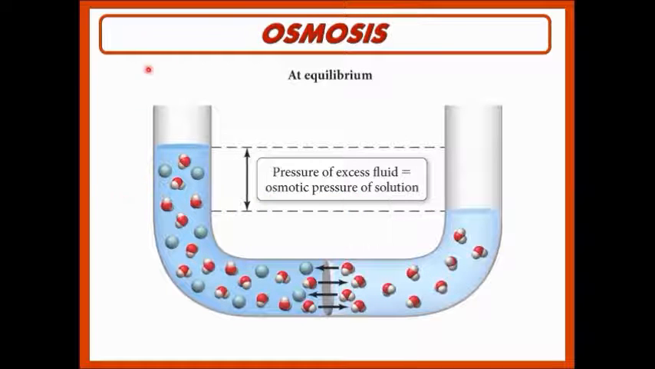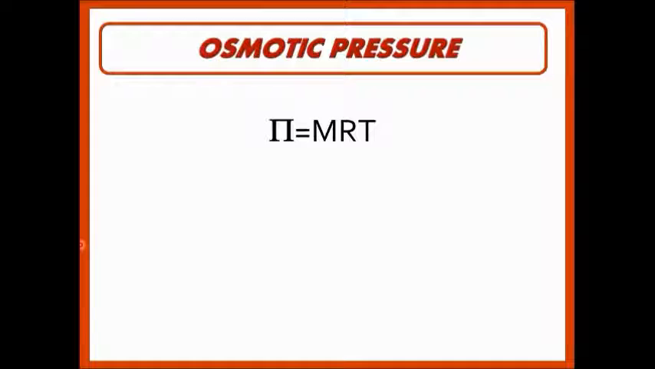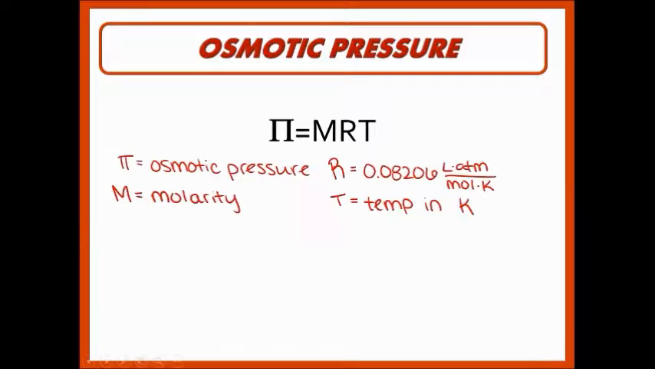This leads to a rise in the solution volume on the left side of the membrane and a decrease in the volume of pure water on the right. The pressure that must be applied to the left cell in order to stop the flow of the solvent from the right, aka the osmotic flow, is defined as osmotic pressure. The osmotic pressure can be quantified using the expression pi equals mRT, where pi is the osmotic pressure, m is the molarity of the solution, R is the ideal gas law constant, 0.08206 liters times atmospheres per mole times Kelvin, and T is the temperature in Kelvin.